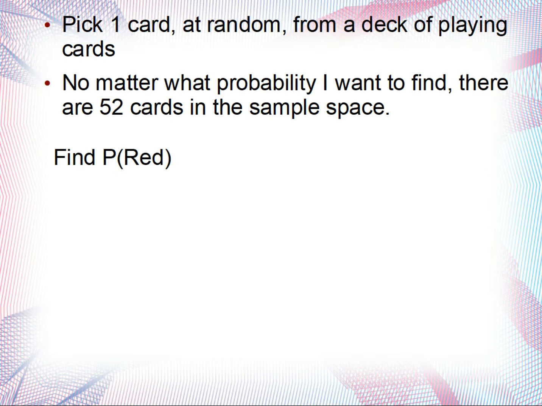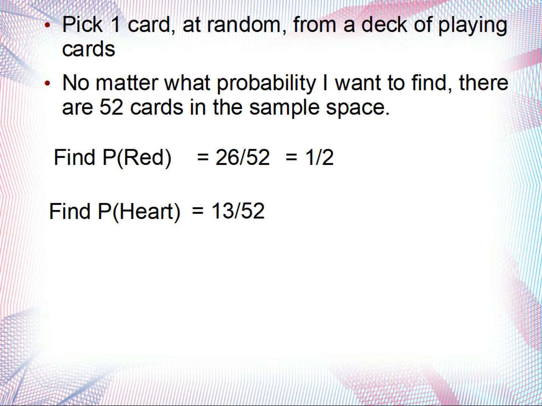So we want to find the probability that the card we pick is red. Well, half of the cards are red. Half of 52 is 26. So the probability that we get a red card is 26 out of 52, or half, or 50%. The probability that we get a heart, that's one of the suits: there are 13 hearts in the deck, so the probability is 13 out of 52, or 1/4.